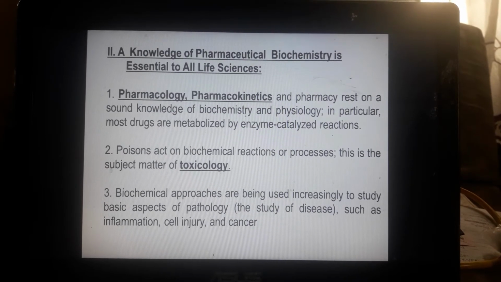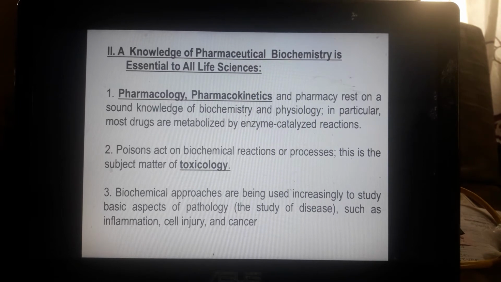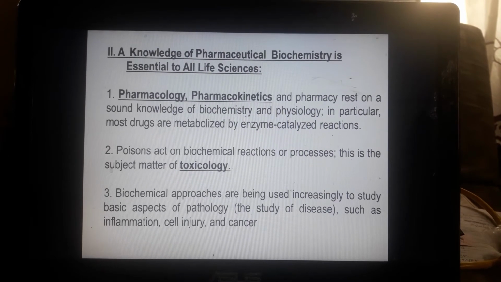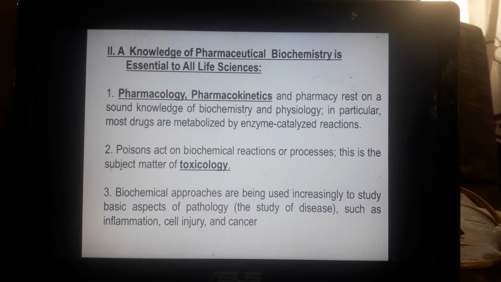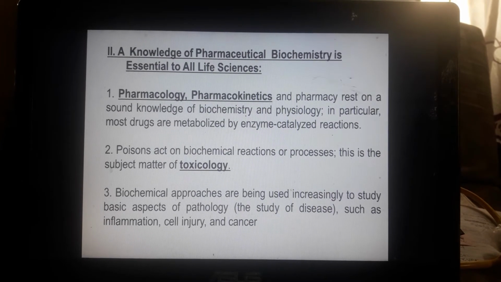So, we go with poisons. Biochemical processes are also the subject matter of toxicology. What is the difference between a poison and a drug? It's the dose. When a drug becomes a poison or toxic, it affects the entire cell processes. Biochemical approaches are being used increasingly to study basic aspects of pathology, the study of diseases, inflammation, cell injury and cancer.